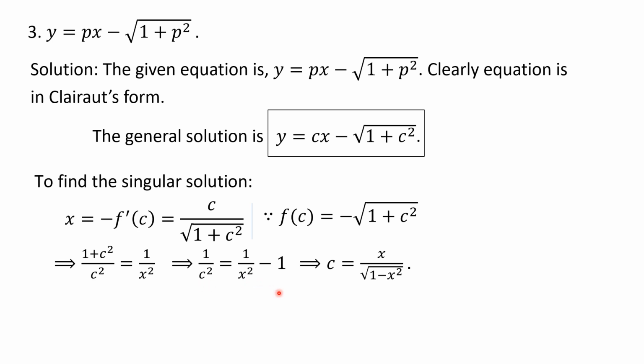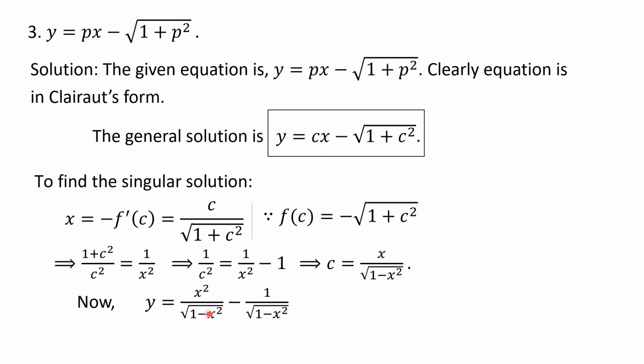So squaring on both sides we will get c. C is equal to square root of x square is x, so x by root 1 minus x square. So we got c, that is x by root 1 minus x square. So substitute here, we'll get the singular solution by eliminating c. So what we have, y is equal to x into c. C is here x by root 1 minus x square.